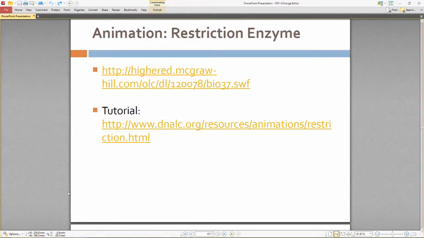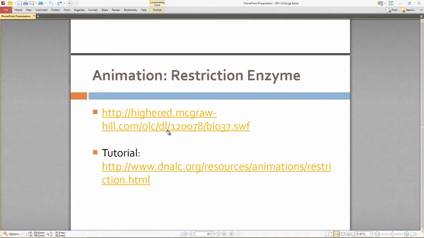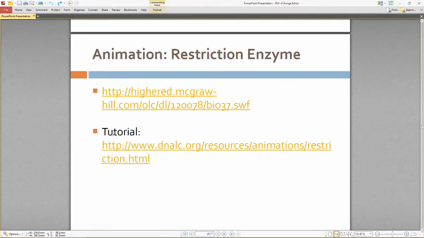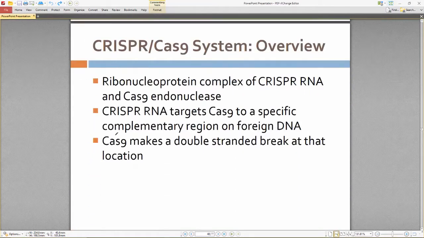Right. Any questions about restriction enzymes? Cool. So restriction enzymes will come back later when you learn about something called gene cloning. We use restriction enzymes as a very powerful tool to manipulate DNA. So now we'll get into CRISPR-Cas9.